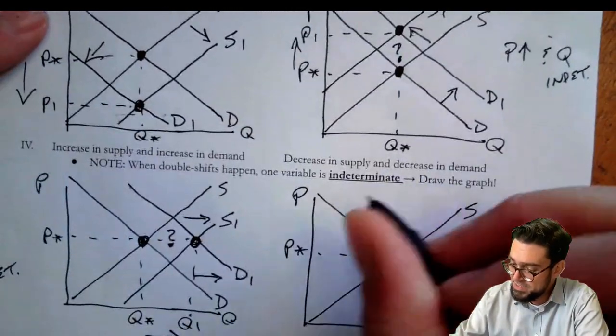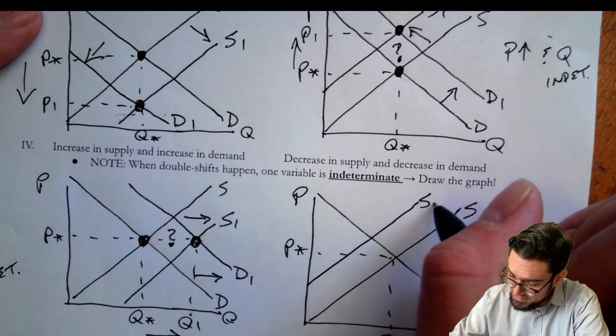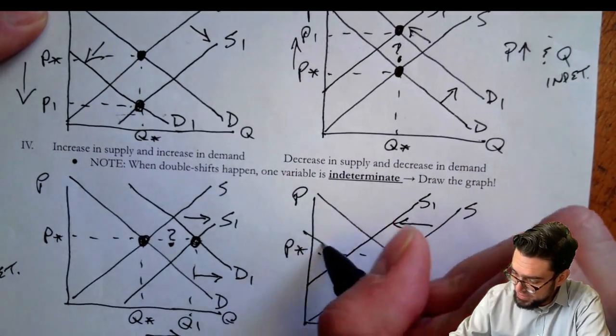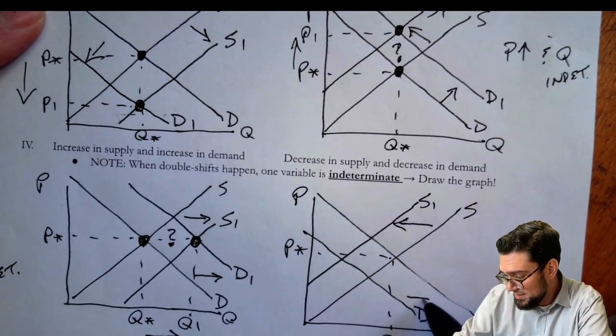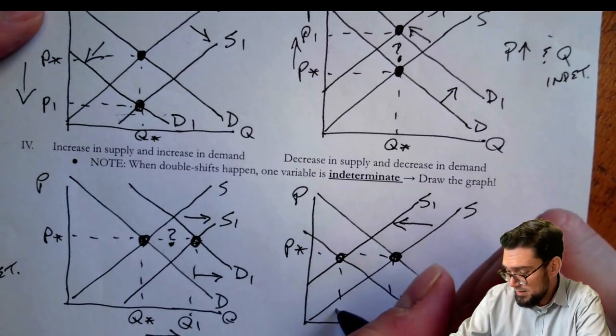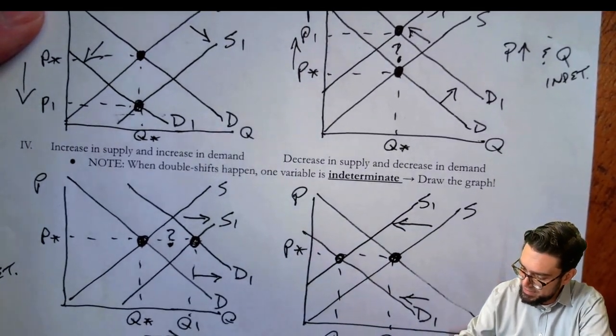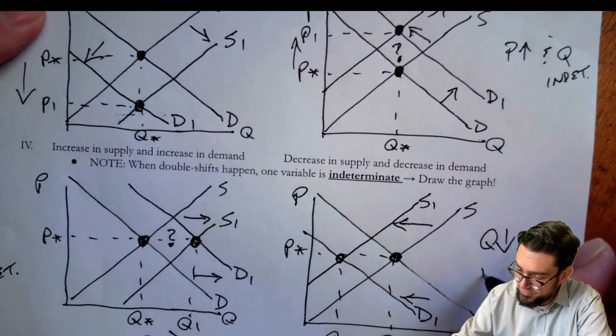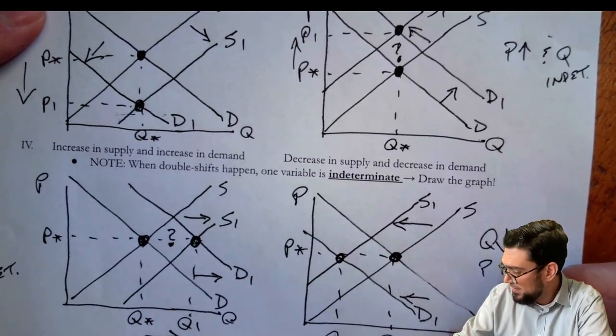I can't tell. And the same is true if we have a decrease in supply and a simultaneous decrease in demand. You're going to go from this old point to this new point. And again, here you can easily see quantity is decreasing, but price remains indeterminate.